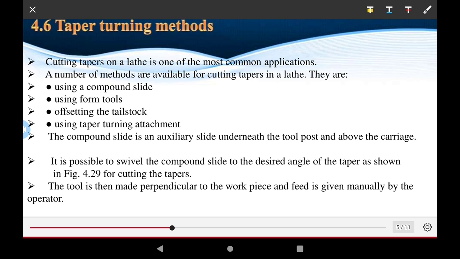The tool is moved perpendicular to the axis of rotation of the workpiece. The tool performs the operation perpendicular to the axis of the workpiece's rotation. The feed is given manually by the operators.